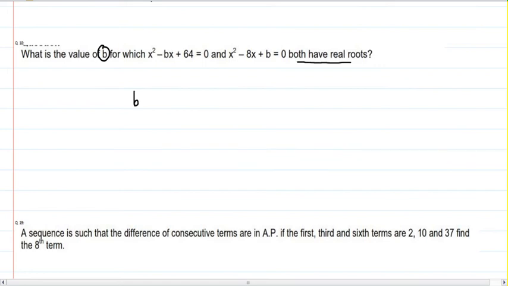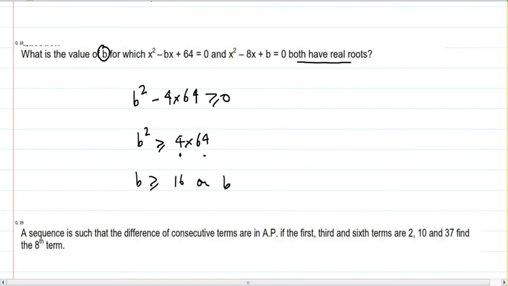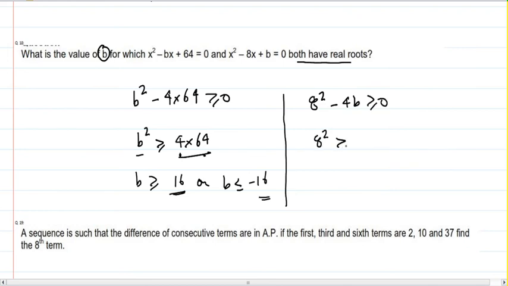When do we have real roots? When the discriminant is more than equal to 0. So here I get B square more than equal to 4 into 64. So I get B more than equal to 16, or B less than equal to minus 16. Guys, a square more than something opens outside both ranges. Very simple theory, guys. Second case, 8 square minus 4b is more than equal to 0. 8 square is more than equal to 4b. That is 64 by 4. 16 is more than equal to b.